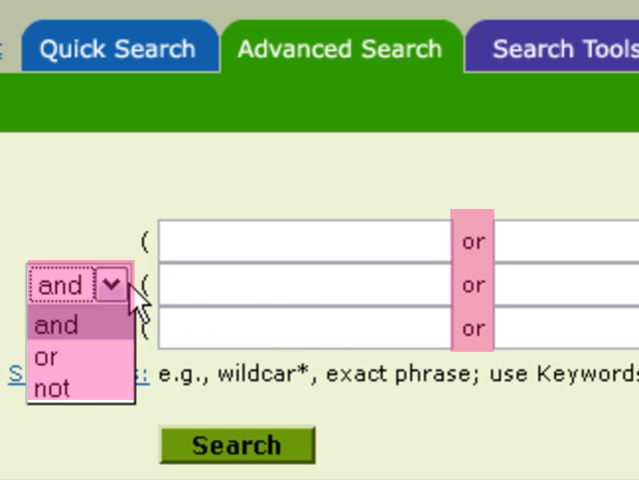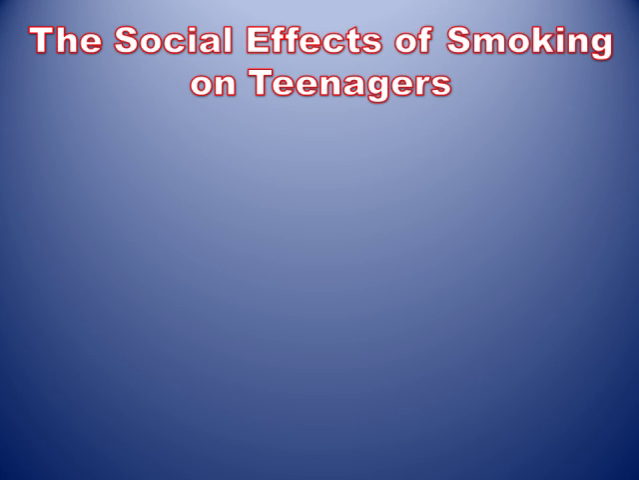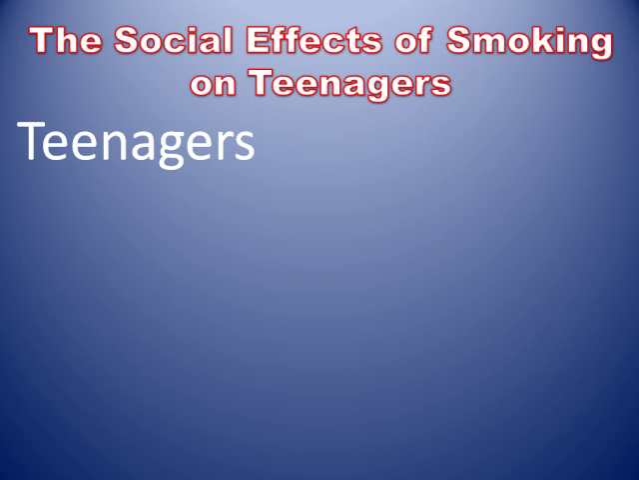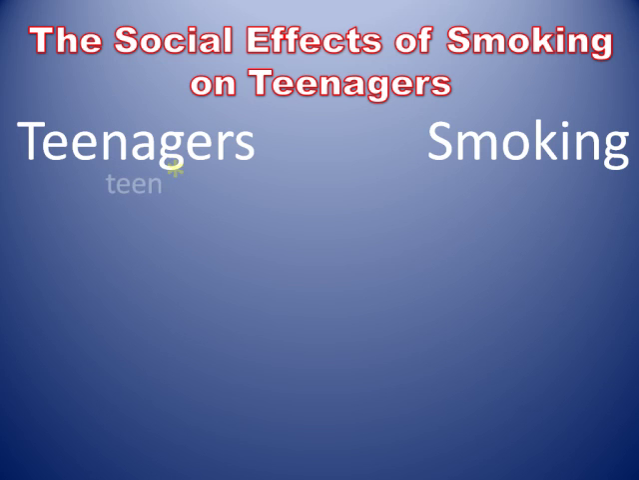Advanced Search allows you to combine search words in a variety of ways using these Boolean operators: and, or, and not. We're looking for information about the social effect of smoking on teenagers. First, decide what main concepts you can take out of your topic. Then, list some terms. Teenagers and smoking are two terms we can use to begin our search.